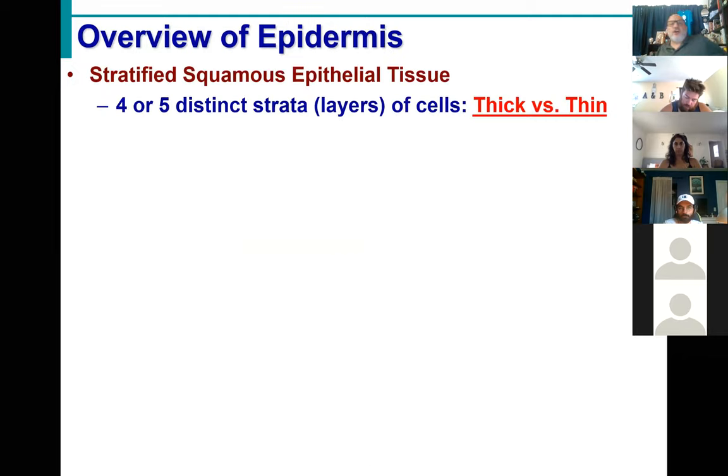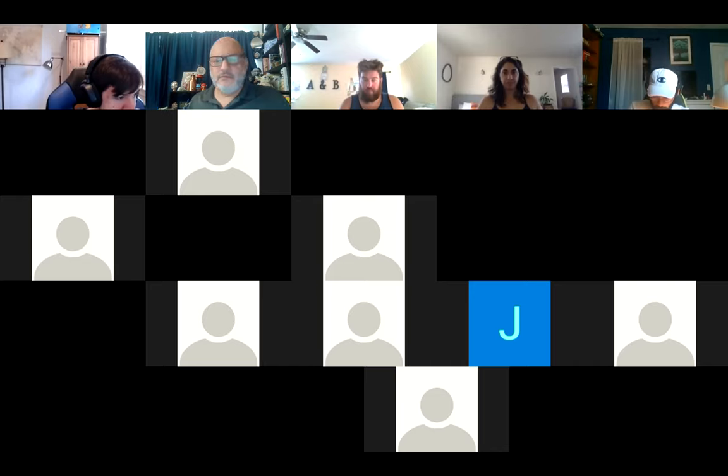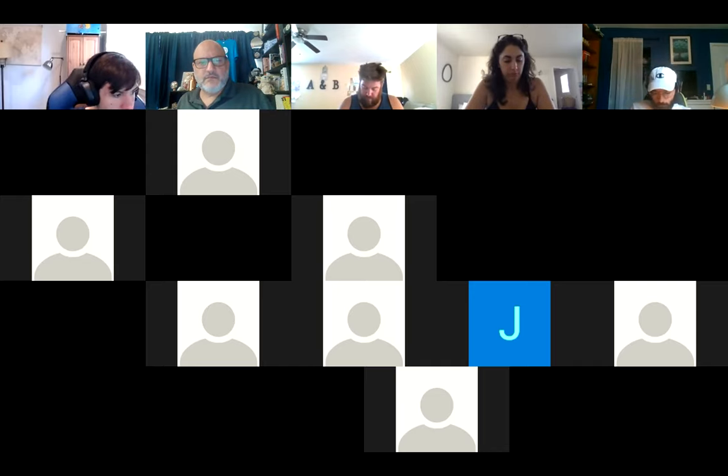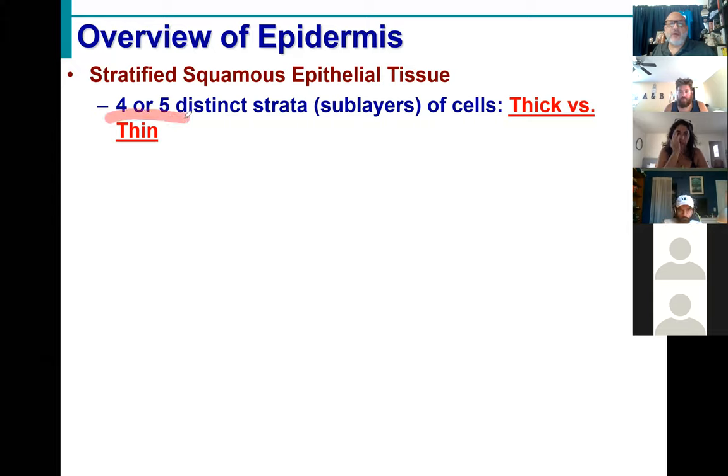Excellent. All right. So now that we have the cells, let's put them together into the epidermis. As I mentioned, the epidermis is made up of either four or five distinct strata. And really, the key word here should be sublayers. Maybe I'll actually change that on the slide. So, comprised of 4 or 5 sublayers. And the difference is whether they are thick or thin skin. Thick skin is comprised of 5 layers, whereas our thin skin is comprised of 4 layers.